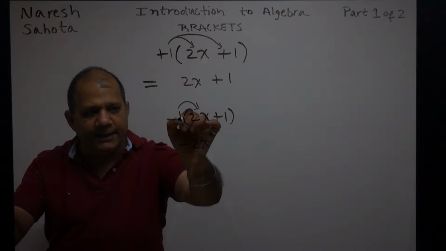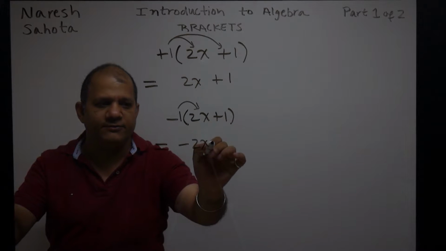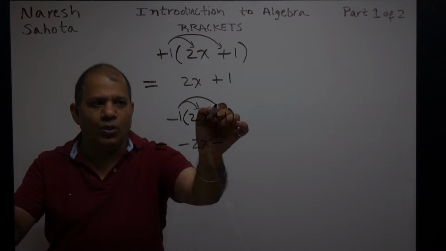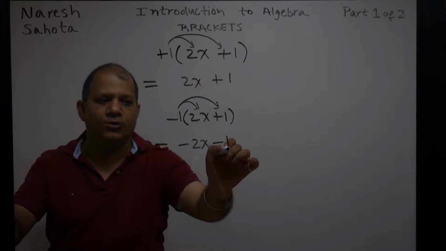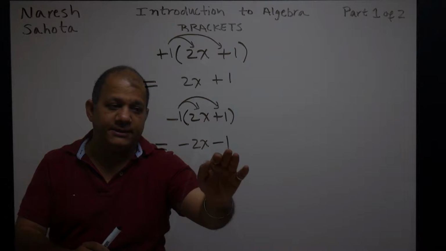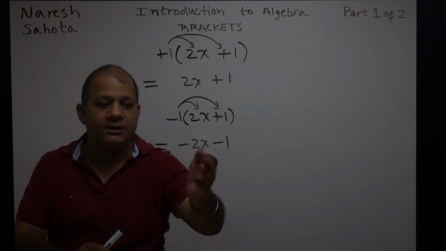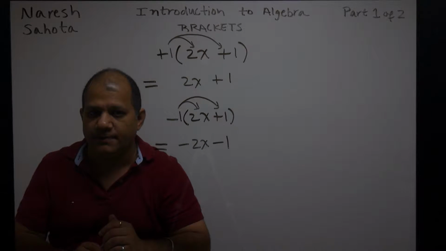Now let's multiply negative 1 with the second term. So negative times positive is negative. 1 times 1 is 1. So that's the answer. We're done. Again, this is in its simplest form. There are no like terms. So that's where we stop.